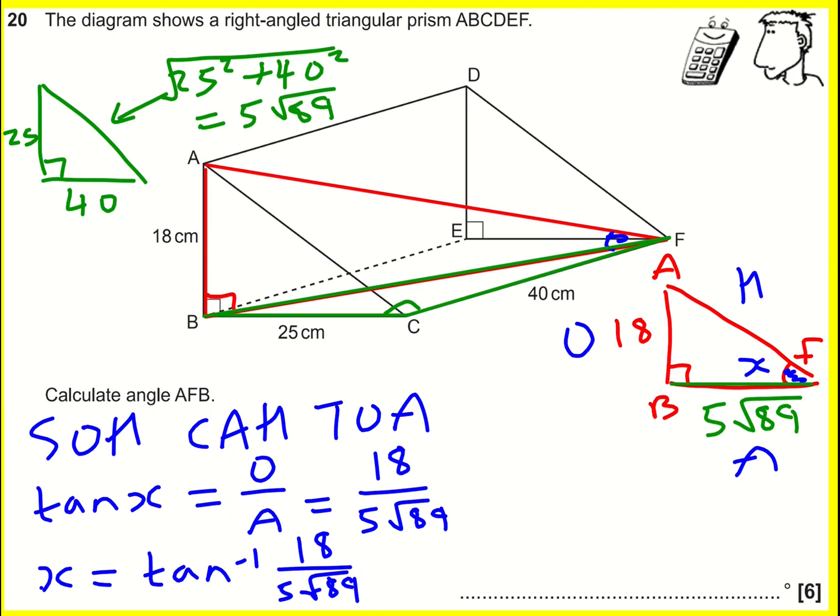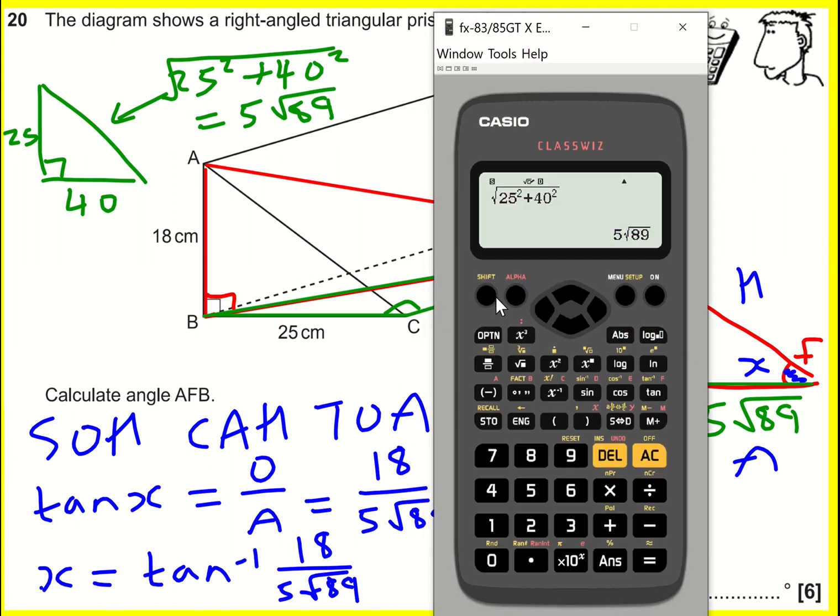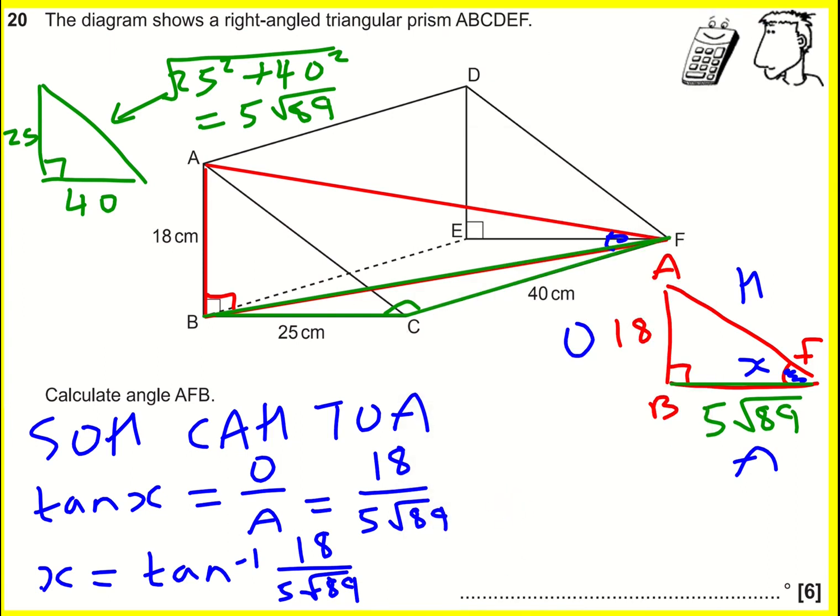I can put that directly in my calculator. Shift tan. Let's do fraction 18 divided by 5 root 89. Press along here. Always a good idea to close the bracket. 20.886. I always like to write down about 5 figures, and then I'm just going to round it to 3 significant figures. I think that's good practice. Do show it in full first.